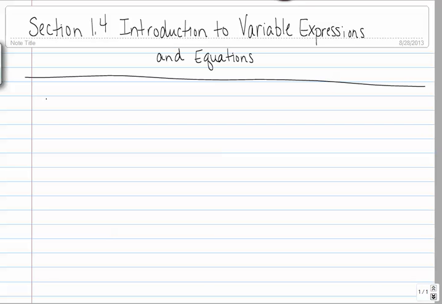So let's look at this. 5 times 5 times 5 times 5. So you have 5 multiplied together 4 times. This can also be written as 5 to the 4th power. Now the 5 here is called the base. The 4 is the exponent.